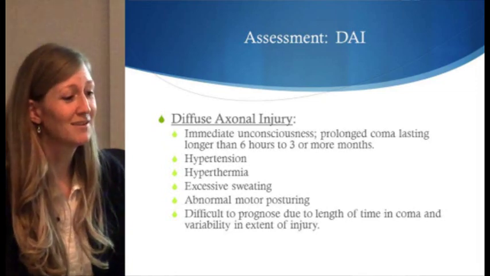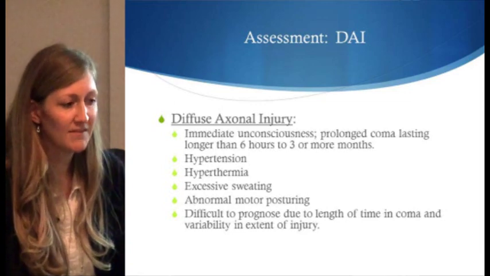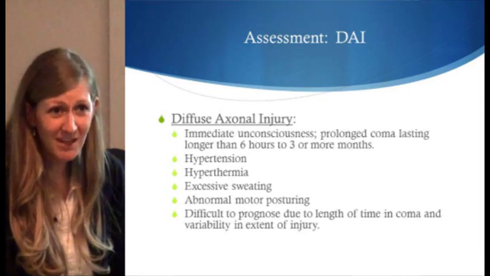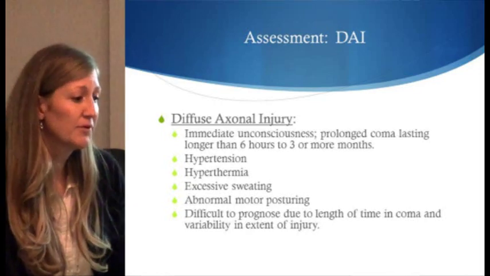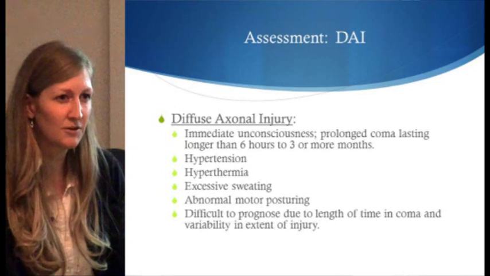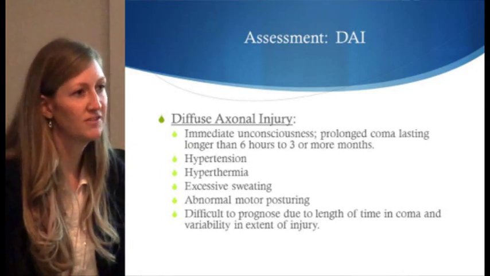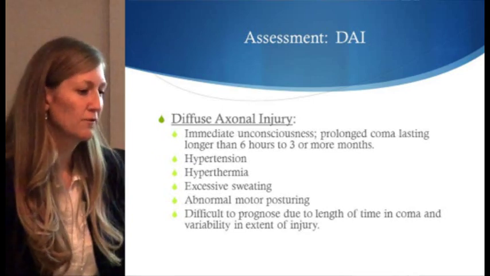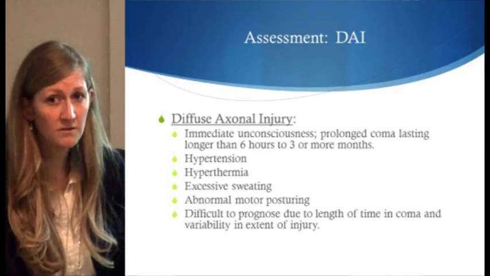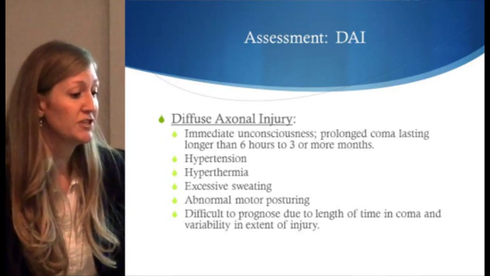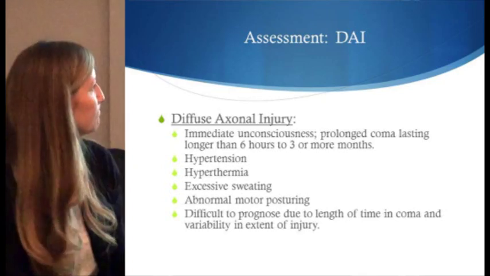They're usually immediately unconscious, or they have a really low GCS on admission or acutely. And then that coma is just prolonged. They take a long time to wake up, if they're going to wake up at all. They usually have hypertension or hyperthermia. They're your classic neuro patient where they have sweating, they're hypertensive, sometimes they're tachycardic. They're just kind of all over the place. And they have abnormal motor posturing. It's a difficult injury to diagnose, and the length of time that they will recover, like I said.